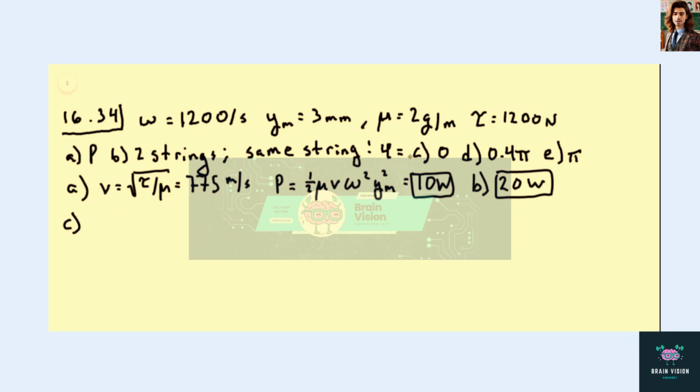Now, for zero phase difference between the two waves on the same string, we're going to basically just double the amplitude, which means that doubling this increases this whole thing by a factor of 4, because 2 squared is 4. So this will be 40 watts.